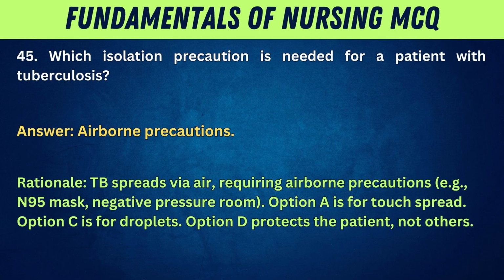Answer. Airborne precautions. Rationale. TB spreads via air, requiring airborne precautions, e.g., N95 mask, negative pressure room. Option A is for touch spread. Option C is for droplets. Option D protects the patient, not others.